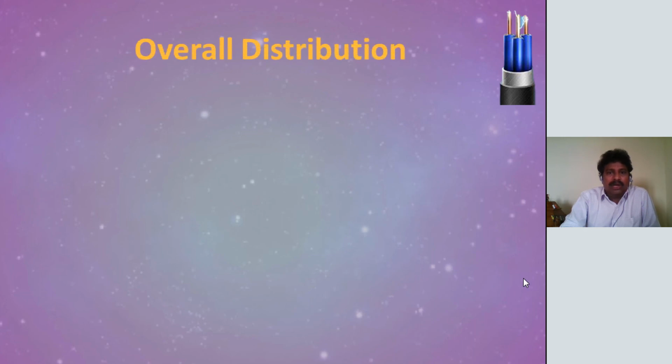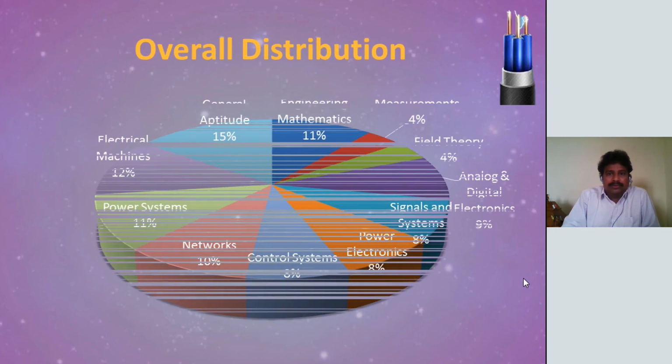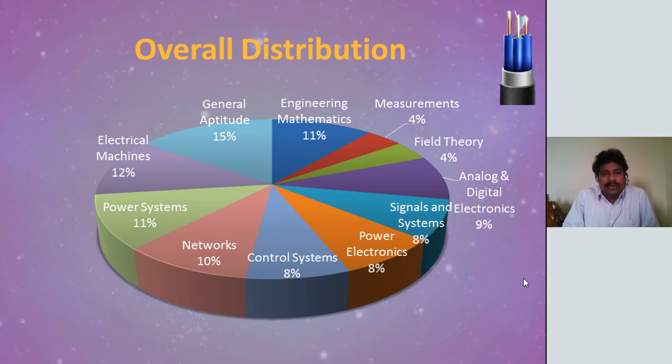So coming to the overall distribution of the marks, the general aptitude is 15%, engineering mathematics is 11%, measurements is 4%, field theory is 4%, analog and digital electronics is 9%, signals and systems is 8%, power electronics is 8%, control systems is 8%, networks 10%, power systems 11%, machines 12%. So overall, out of 100 marks, this would be the overall distribution of different subjects.